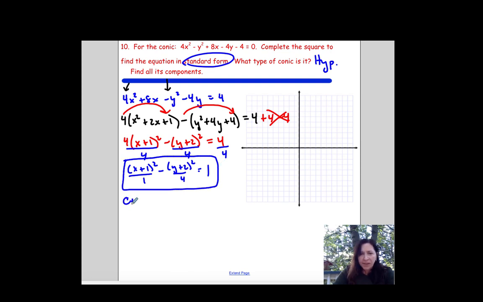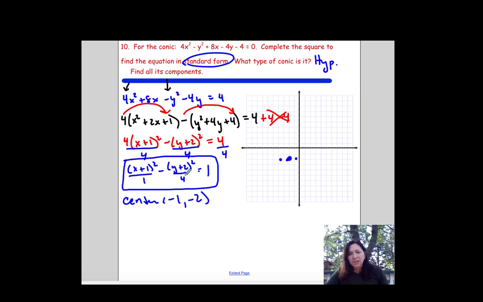It gives me a center at (x, y), so negative 1, comma, negative 2. So let's draw that. Negative 1, negative 2. So that's this value down here. In the x direction, I'm going to go the square root of 1. So I'm going to go 1 to the right and 1 to the left.